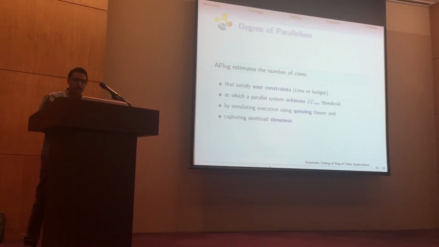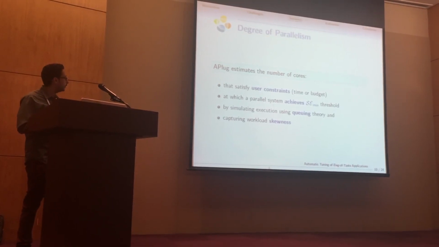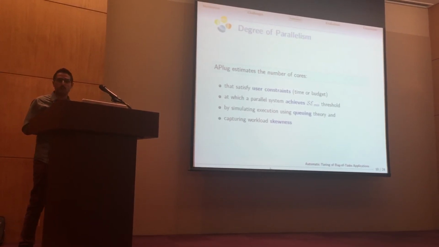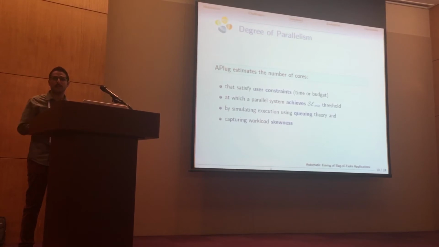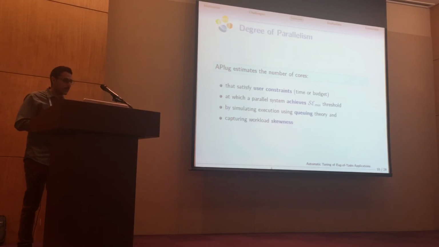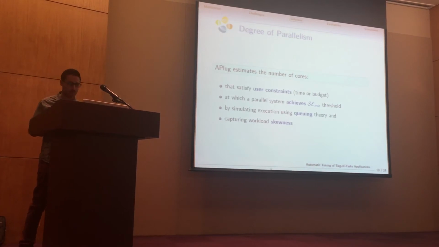So, in our solution, we want to predict the degree of parallelism, or guide the degree of parallelism for running bag of tasks applications. For that, we need to estimate the number of cores that would give you a certain speed up efficiency threshold. So the user has constraints, whether it's time or budget, or in this case, speed up efficiency threshold. And we will simulate the execution using queuing theory to capture workloads queueness.